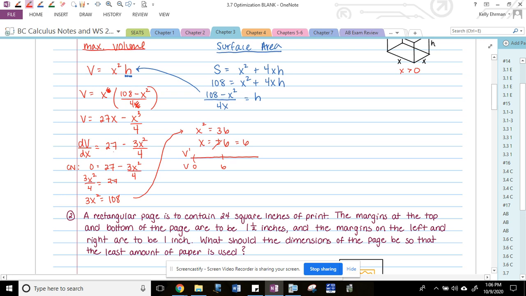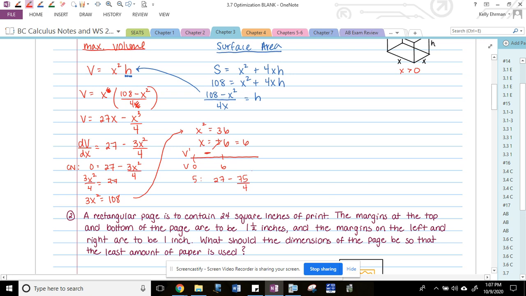27 minus, let's see, 20, I should probably write this down. 27 minus 3 times 25, so minus 75 divided by 4, though. 75 divided by 4 is something in the teens, right? Because 4 goes into 7 once, and then you'll get 35. And so, yeah, it's definitely not 27, okay?